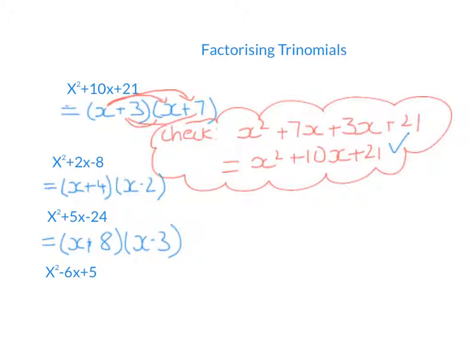I've got x squared minus 6x plus 5, so I need 2 numbers that multiply to give me 5 and add to give me negative 6. 5 is prime, so it can only be 1 times 5 or negative 1 times negative 5. I want them to add to give negative 6, so I'm choosing negative 1 and negative 5. And then just a quick double check in my head, negative 5 times negative 1 gives me positive 5. Negative 5 plus negative 1 gives me negative 6. I know I've done the right thing.